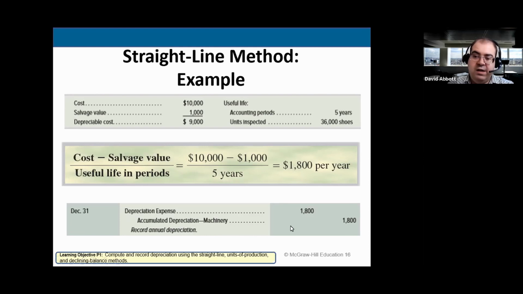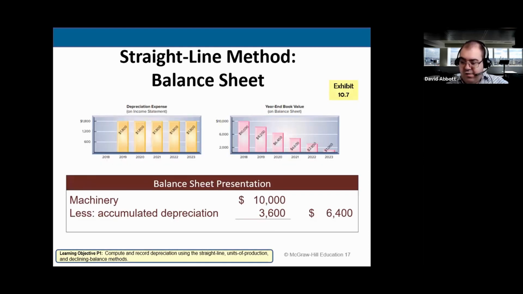The graph on the left of this slide shows the $1,800 per year expenses reported in each of the 5 years. The graph on the right shows the machinery account balance net on each of the 6 December 31st balance sheets. And so let me read this next paragraph and we'll look at the slide.